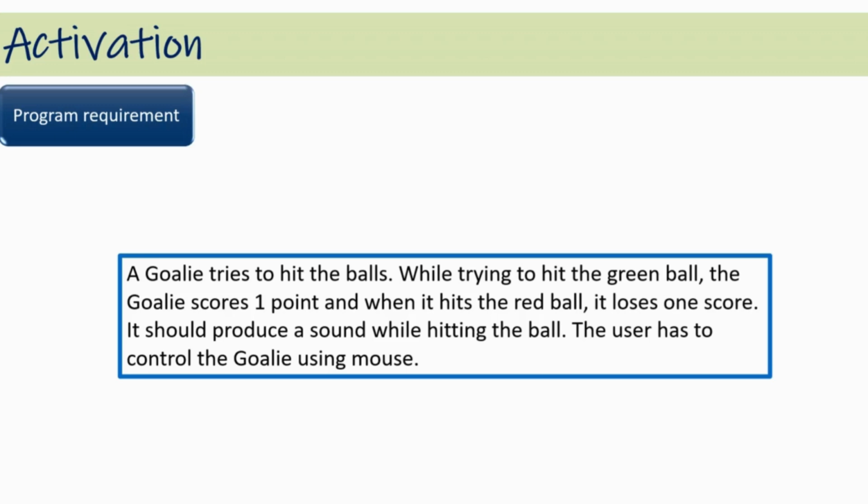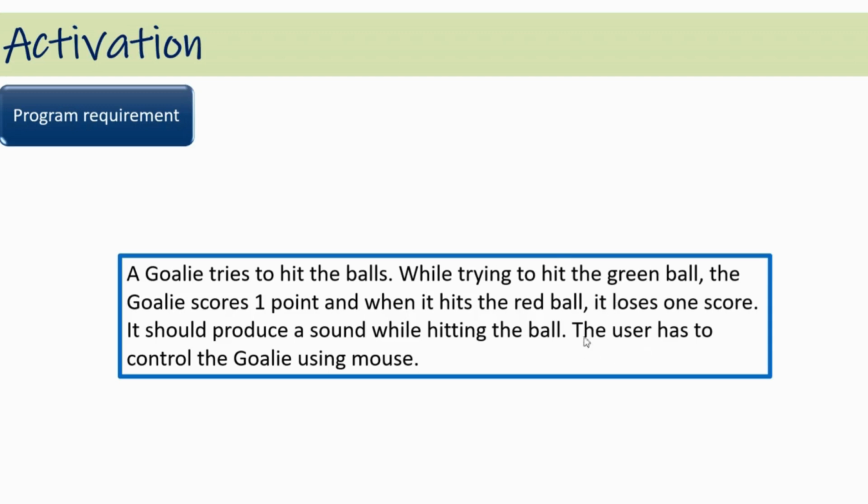creating a game using the Scratch platform, you have to see which are the sprites. So here, let's start from the first, a goalie. A goalie is one of the sprites, and hitting a green ball and a red ball. So we have the sprites goalie, a green ball and a red ball. Okay, then an appropriate backdrop we have to add.